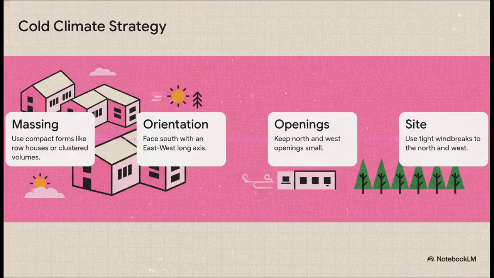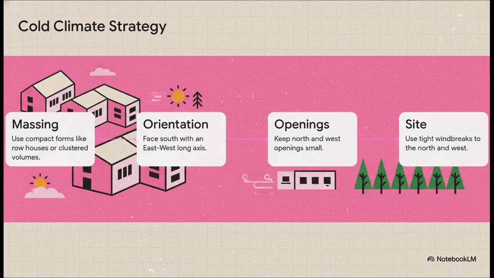Well, first, we go for compact shapes. Think row houses or clustered buildings. Why? It's all about minimizing the surface area. The less skin the building has, the less heat can escape. Simple, right? Then we orient the building with its long side facing south, east to west, to just drink in that winter sun. And on the flip side, we keep any openings on the north and west sides super small to protect from cold and wind. And on the site itself, we use tight windbreaks to the north and west.